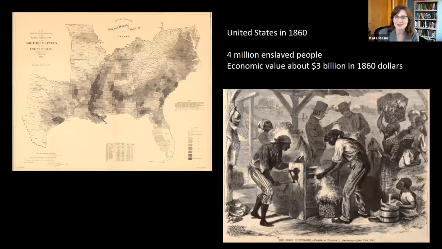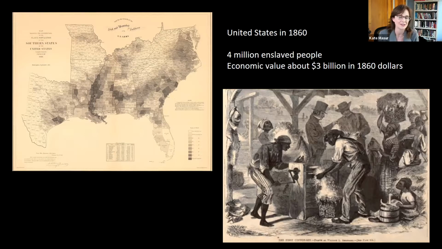In 1860, when Abraham Lincoln was elected president, there were about 4 million enslaved people living in the United States, located in the southern states. And the map on the left is actually an 1860 map mapping census data onto counties in the United States.